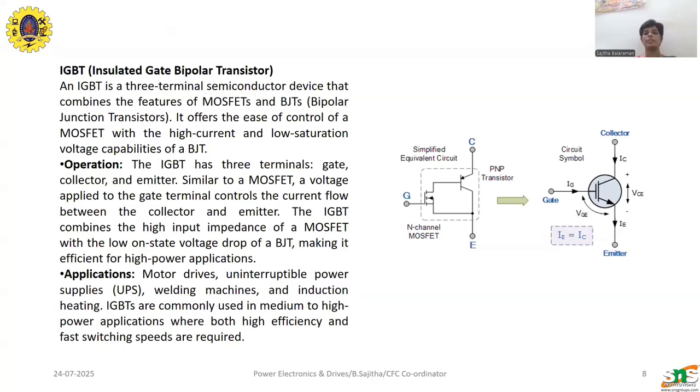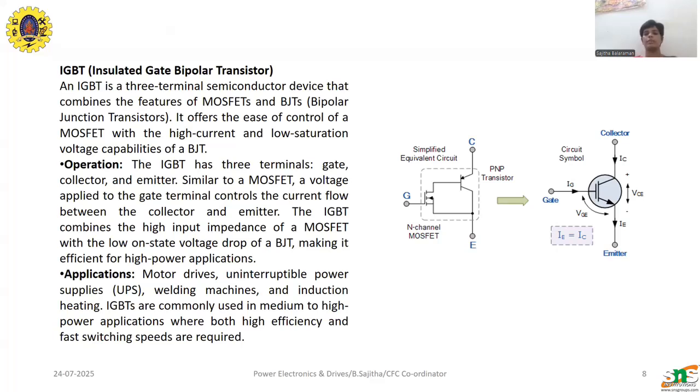In the simplified equivalent circuit, you can see that the IGBT consists of a BJT and a MOSFET, which are connected back to back, like how we saw in the thyristor. Here, it offers ease of control of the MOSFET together with the high current and low saturation voltage capabilities of the BJT.